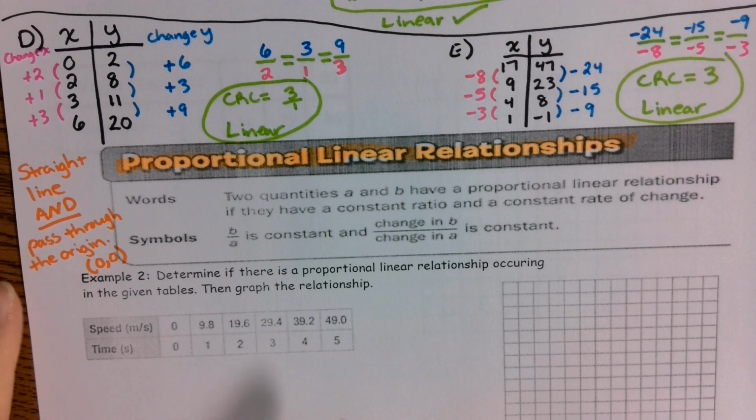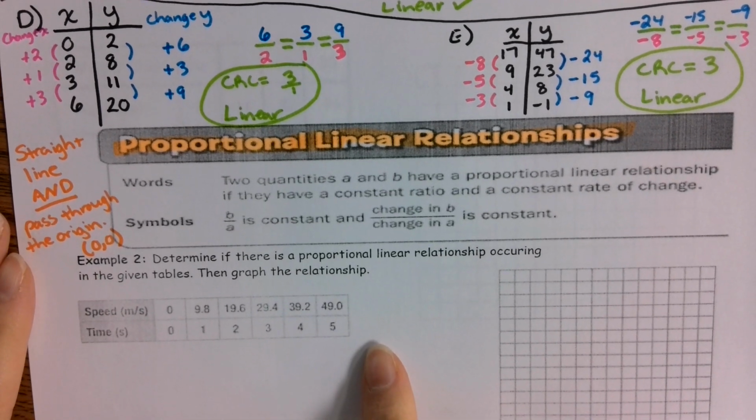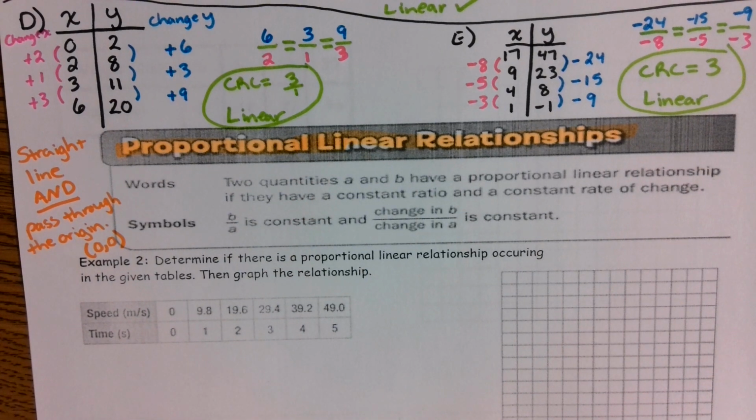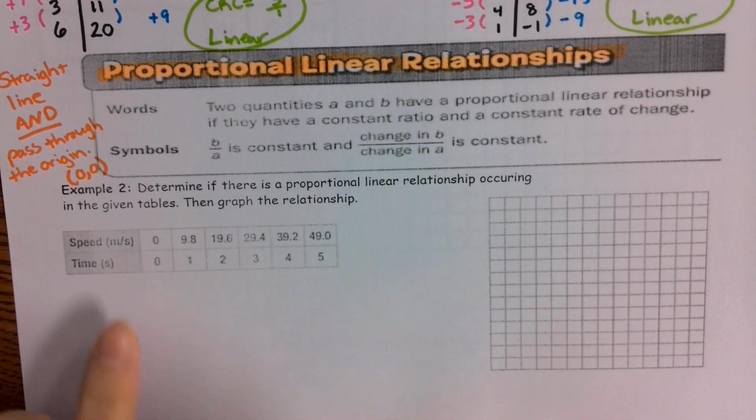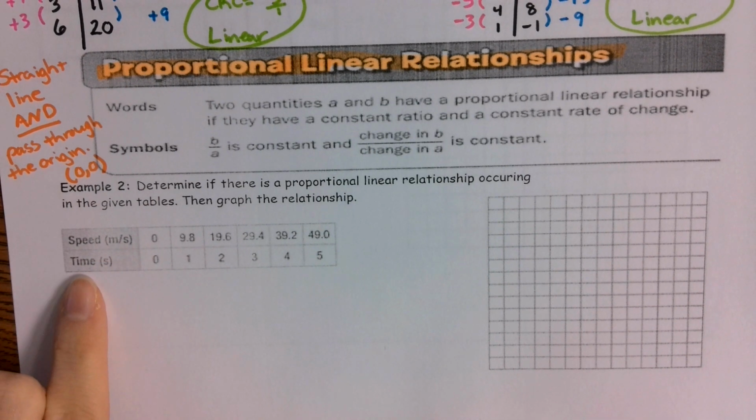Okay, so if we are looking at example number 2, we're trying to determine if there is a proportional linear relationship occurring here. So that means that we have to first see if it's got a constant rate of change, and then we have to see if when we graph it, will it connect to the origin. Okay, so for here, we have speed and we have time.